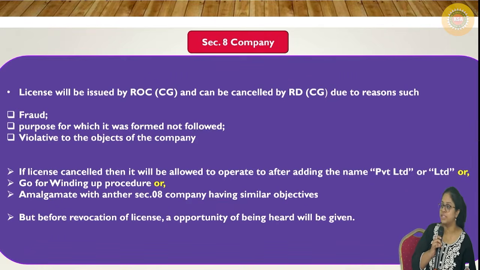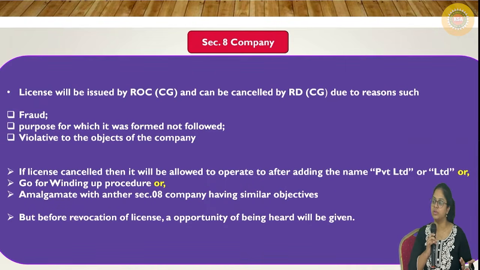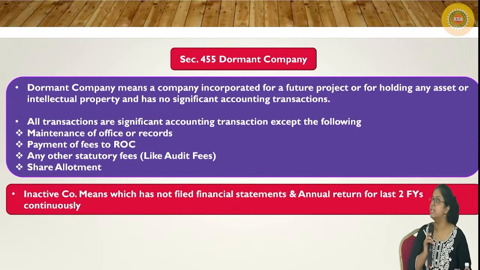You need to convert yourself into either a private or a public company, or you have to go for the proceedings of winding up. You have to close your company, right? But before doing all of that, what will the regional director give you? An opportunity of being heard. Your side of the story will also be heard. Okay, so that is all about a Section 8 company.